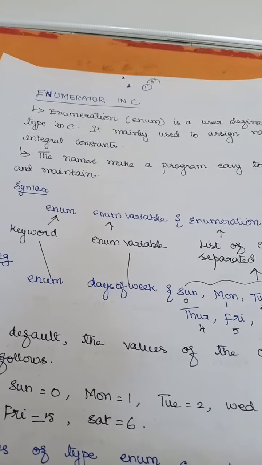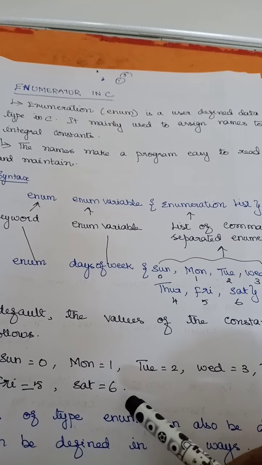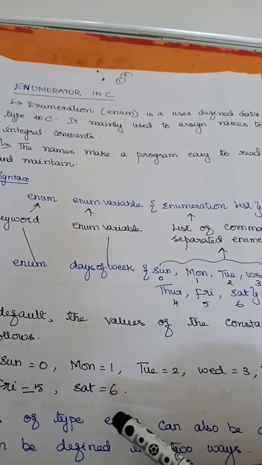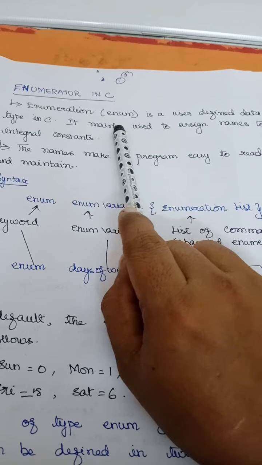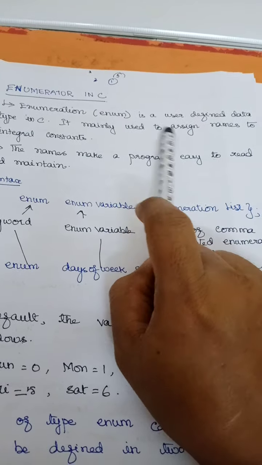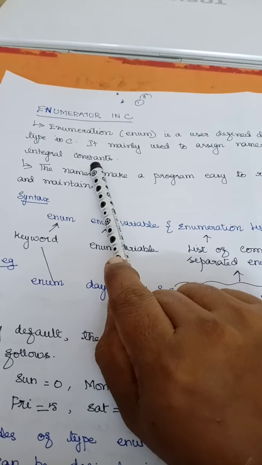Right. Hello, students. Now we'll move on to our next topic, that is enumerators in C. First we'll see what is an enumerator. Enumeration or enum is a user-defined data type in C. It is our own definition that is available in C. It's mainly used to assign names to integral constants.